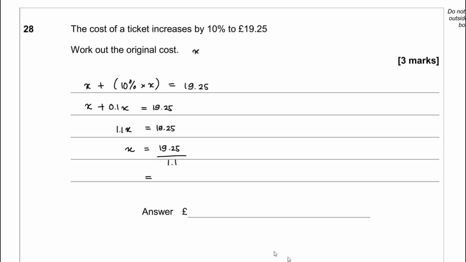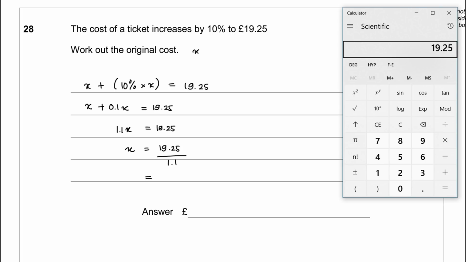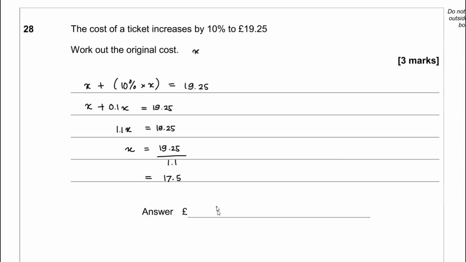Let's use our calculator. 19.25 divided by 1.1 is 17.5. That will be the original price of the tickets. That's it.